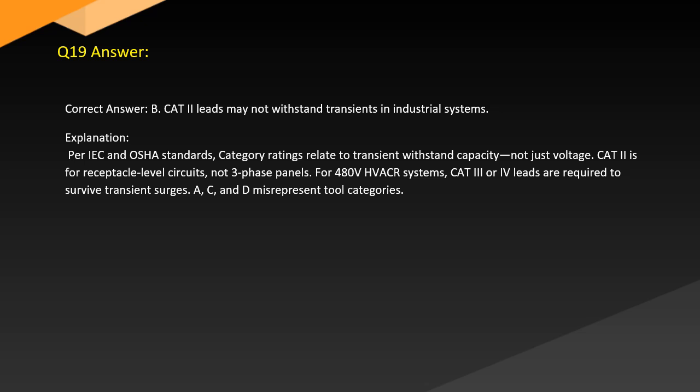Answer. Correct answer: B. The leads may not withstand transients in industrial systems. Explanation. Per OSHA standards, category ratings relate to transient withstand capacity, not just voltage. Category II is for receptacle level circuits, not three-phase panels. For 480 volt HVAC systems, Category III or IV is required to survive transient surges. A, C, and D misrepresent tool categories.